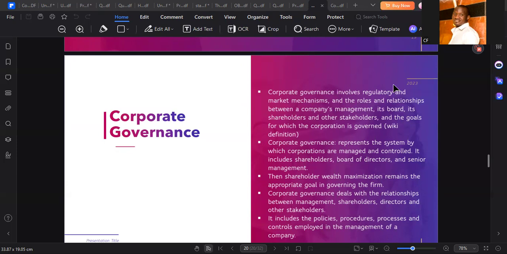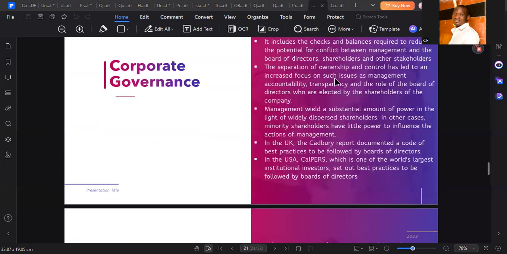And so when shareholder maximization remains appropriate in governing the firm, it will deal with relationships between management, shareholders, directors, and other stakeholders. So corporate governance actually includes the policies, procedures and processes that are put in place as a way of managing a company.